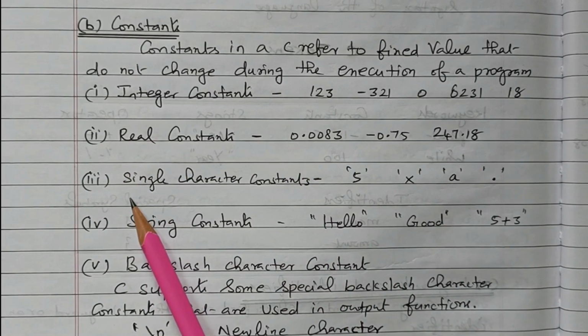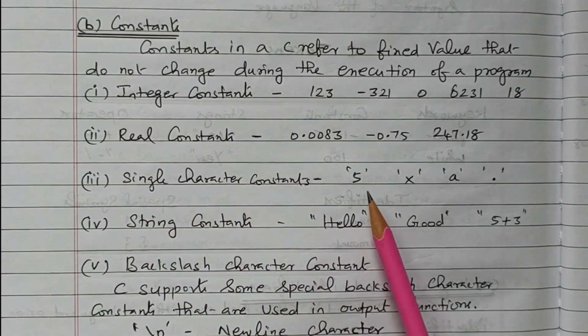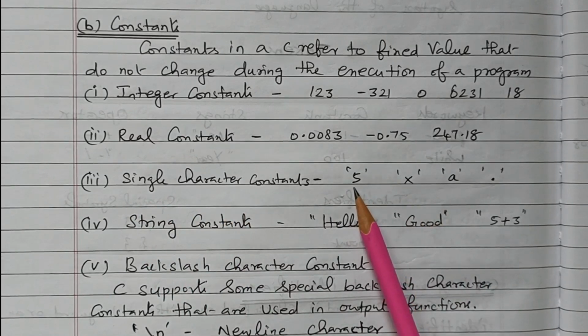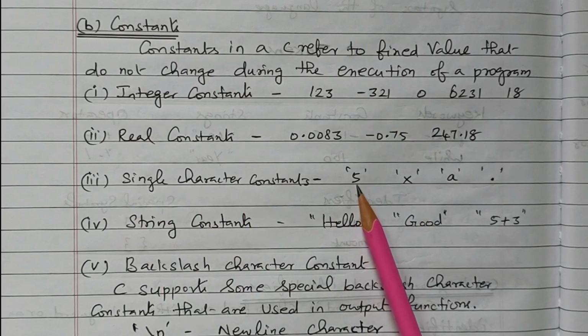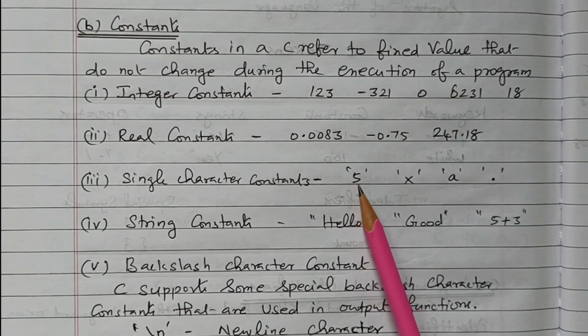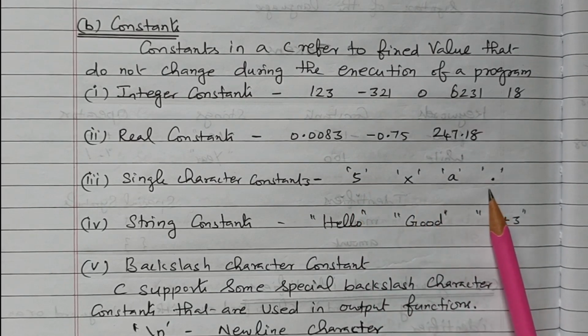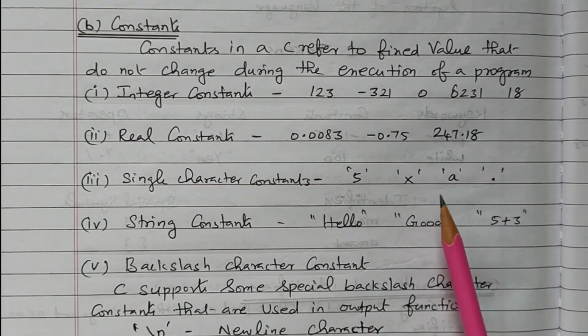Then character constant, single character constant: '5', 'x', 'a'. The 5 is a number, but we can take it as a character also. A number can be used during arithmetic operations, while a character cannot be used. So this 5 here is treated as a character. In single quotes, it is referred to as a character. '5', 'x', 'a', '.' These are all coming under characters.